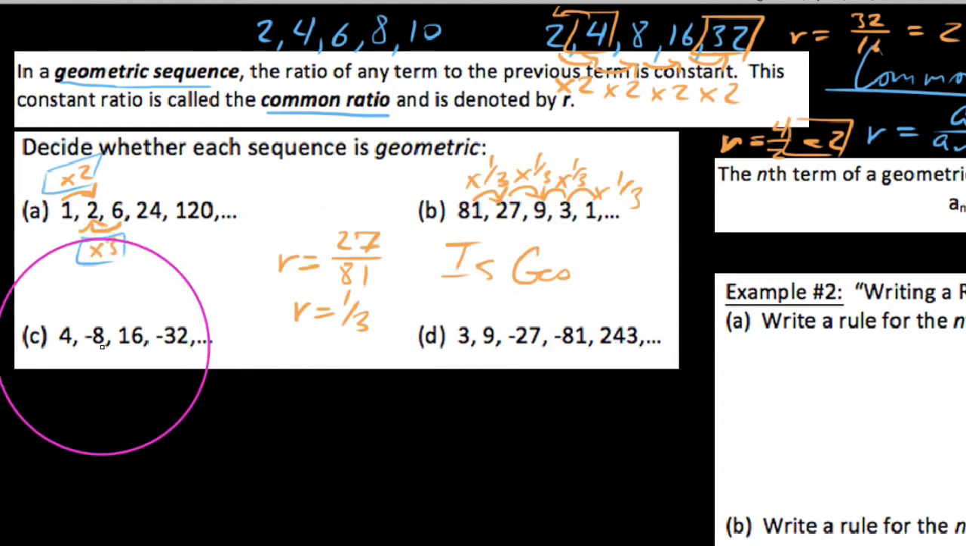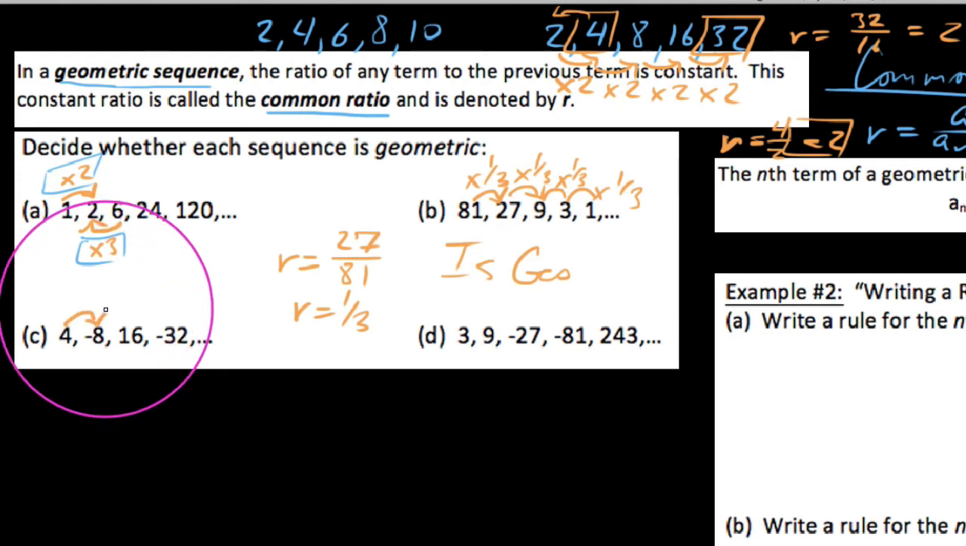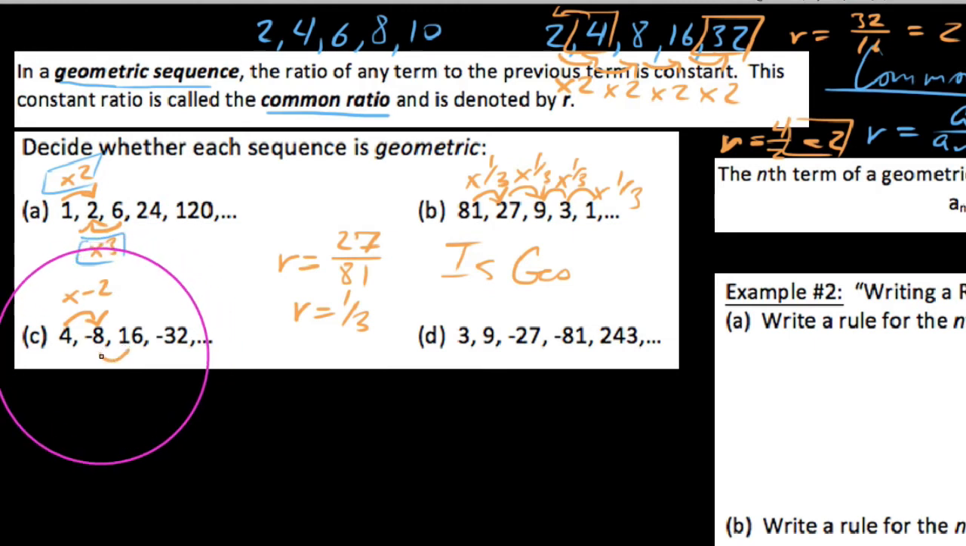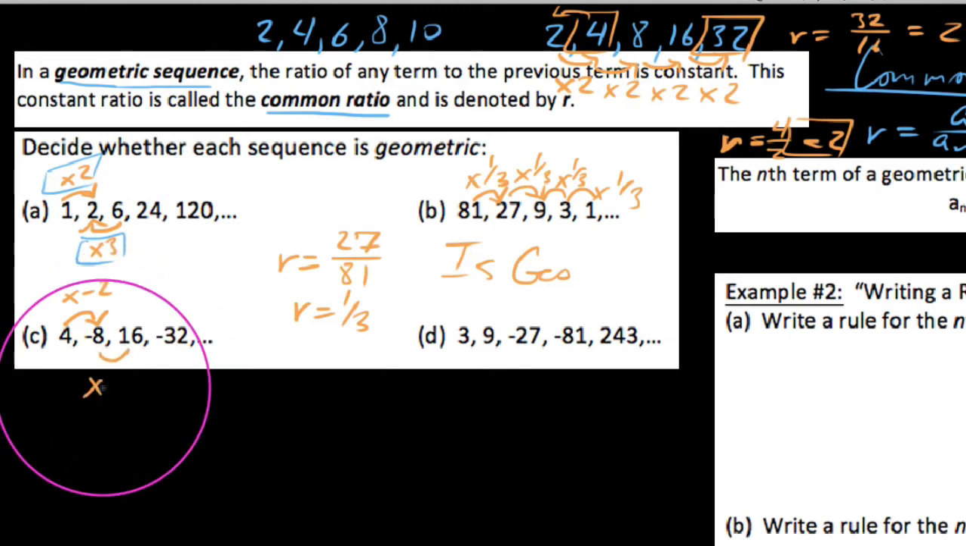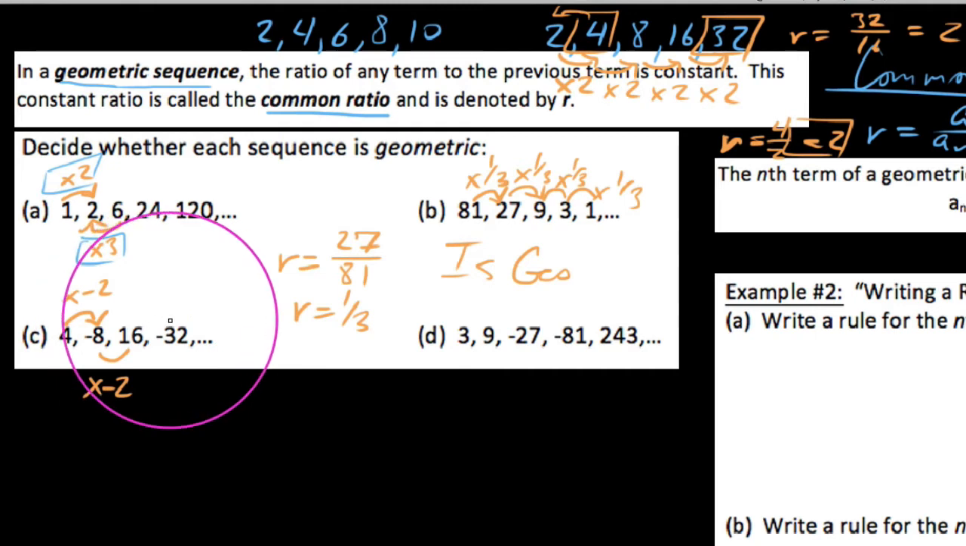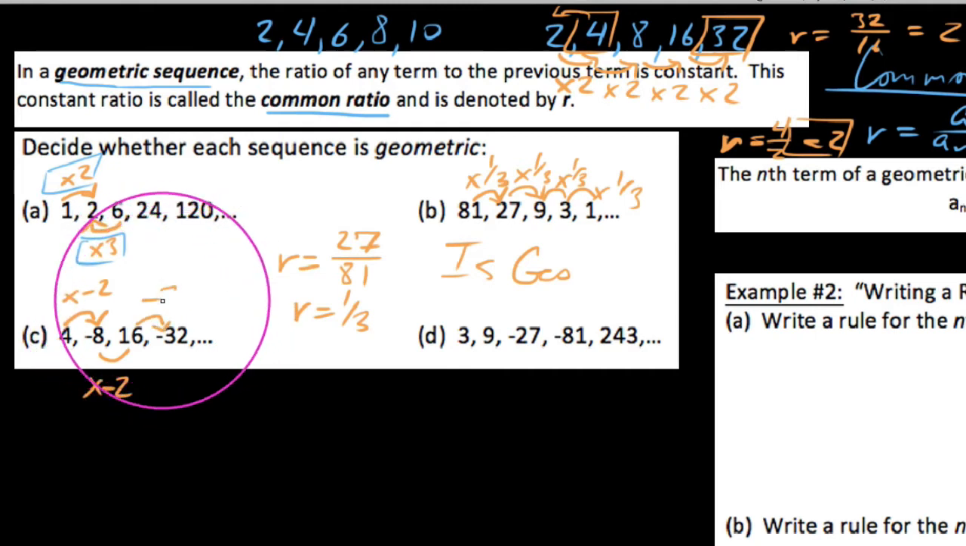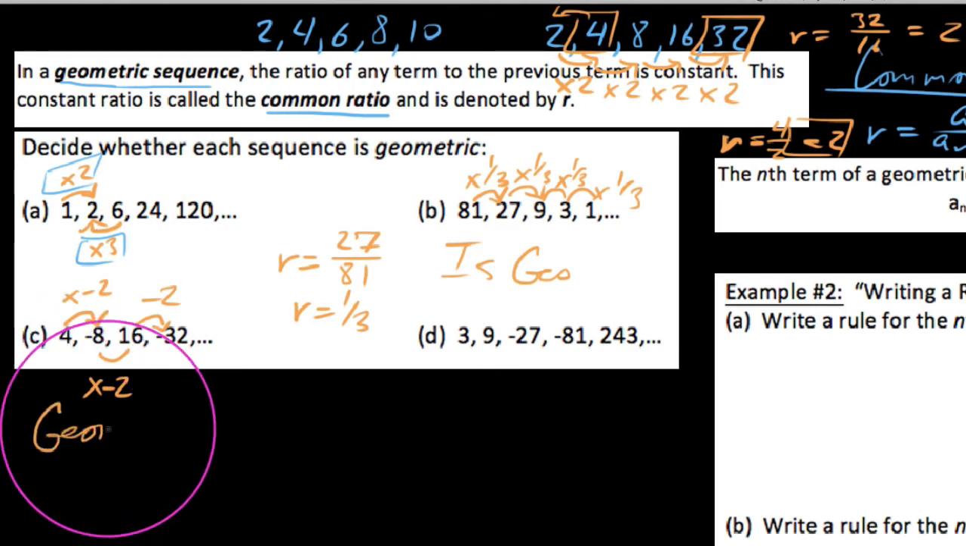The next one: are we multiplying or dividing by the same amount every time? Negative 8 divided by a positive 4 is negative 2, so we've multiplied by negative 2. A positive 16 divided by a negative 8 also gives negative 2. And negative 32 divided by a positive 16 gives negative 2. So this one is geometric.